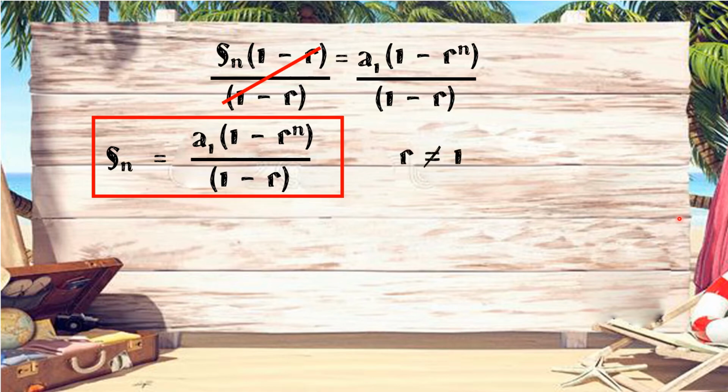Pero, dapat, ang ratio natin must not be equal to 1. Bakit? Pagka naging 1 yan, magiging 1 minus 1, which is 0. At hindi pwedeng maging 0 yung denominator natin kasi magiging undefined siya.